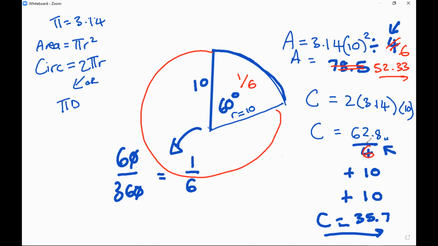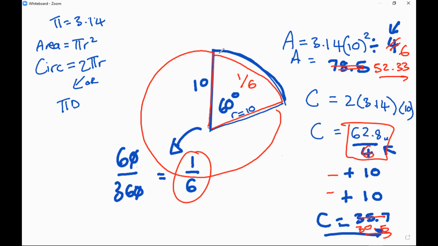And 62.8 divided by 6, plus 10 is 30.5. And this is 30.5 for that one. You can see I had to use 1/6 only of this part. I still add 10 and 10 because that's going to be my remaining part over there, which will give me my perimeter and my area.